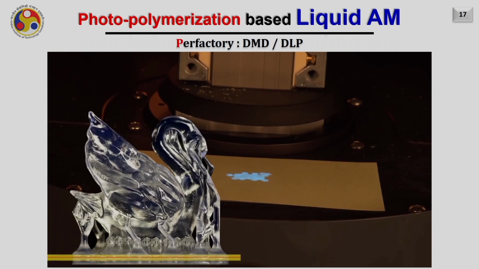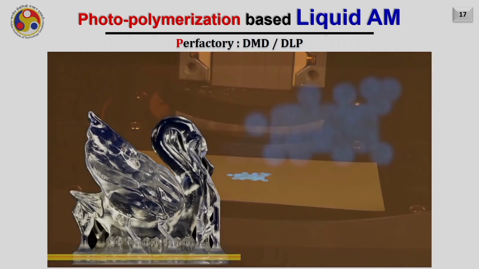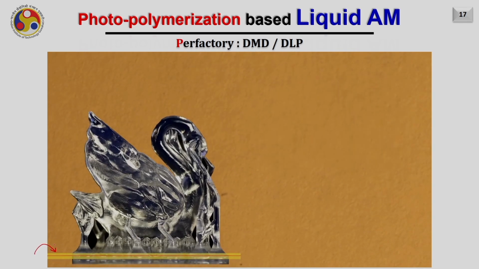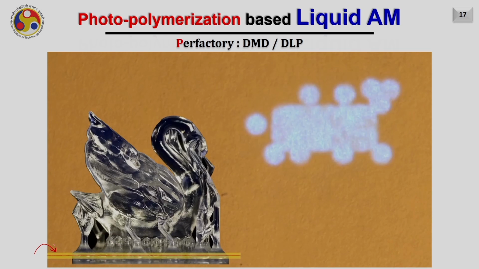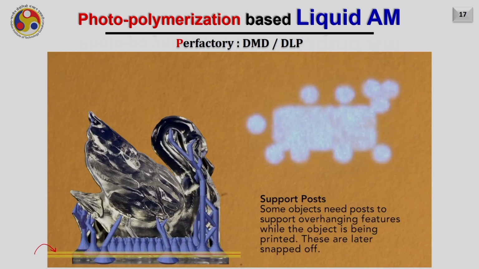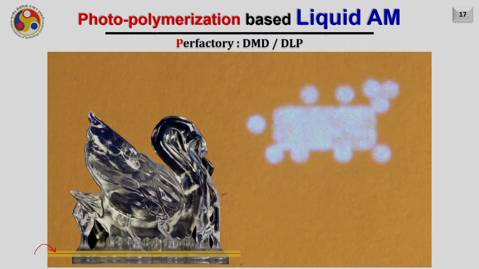So I'll show you in this video the typical DLP system. Here right now we are at this slice, and as the cross section we are getting, the mirrors corresponding to the inside region are getting activated. Also we need to generate the support structures appropriately at the same time, like for example here these pixels are most probably corresponding to the support structure.